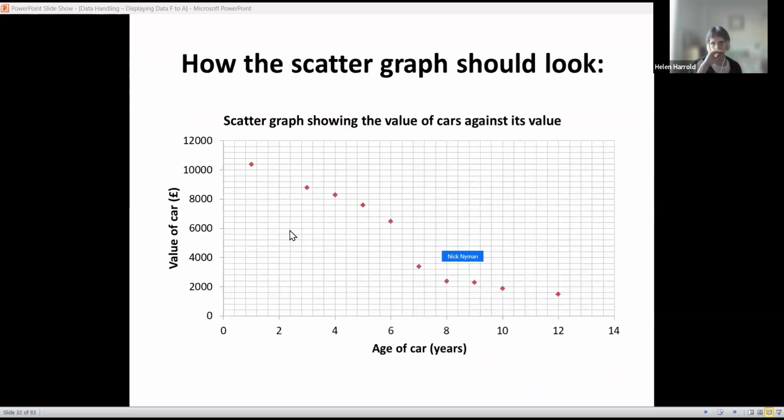Right. So what's that one? So draw a line of best fit and describe it. So just write the words on the screen. Draw a line of best fit and describe the correlation.